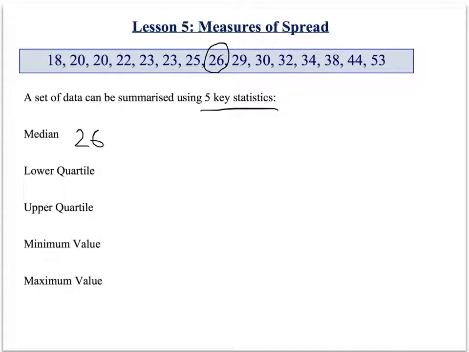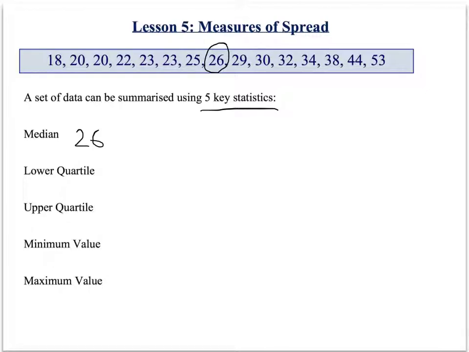Now that median splits our data into two halves, basically. So what it means is that 50% of my data is less than 26, so 50% of the numbers are less than 26 in value, and 50% of the numbers are more than 26 in value. What the lower and upper quartile do is they further split your data into quarters.